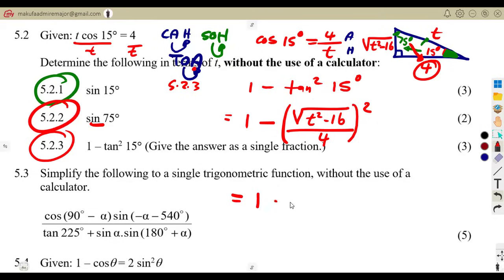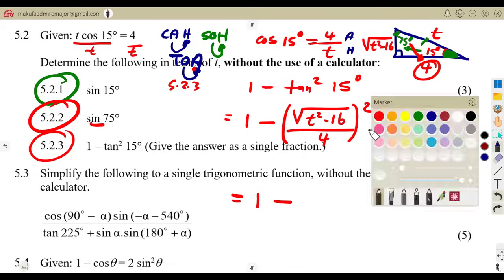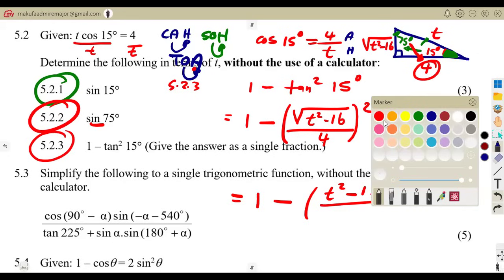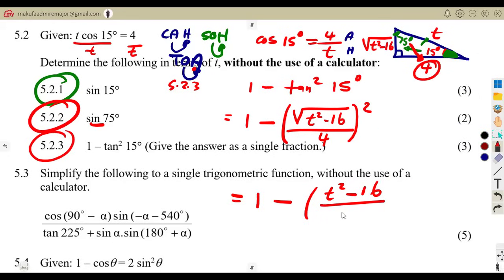If you square this, guys, even without a calculator, by squaring this you are removing the square root. You're simply neutralizing it, meaning you are going to remain with t squared minus 16 over what? You also have to square the 4. The 4 is not under the square root, so raise it to the power of 2 as it is. 4 squared, that's 16. All right, so that's it, guys. Let's have it as a single fraction.